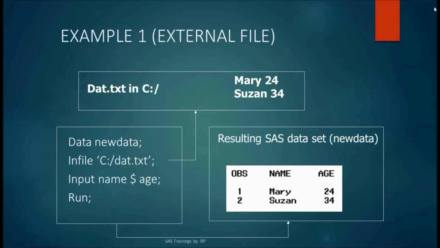This is an example of the infile statement. The code looks like this. Data: we are creating a data set called newdata using the infile statement. In the infile statement, the file specification is the path. It means in the C drive we have a .txt file called dat.txt. The .txt is the extension of your file. For a text file, it is .txt. For a CSV file, it is .csv.